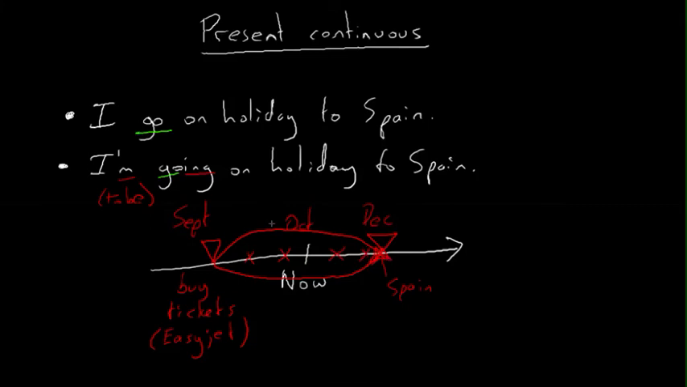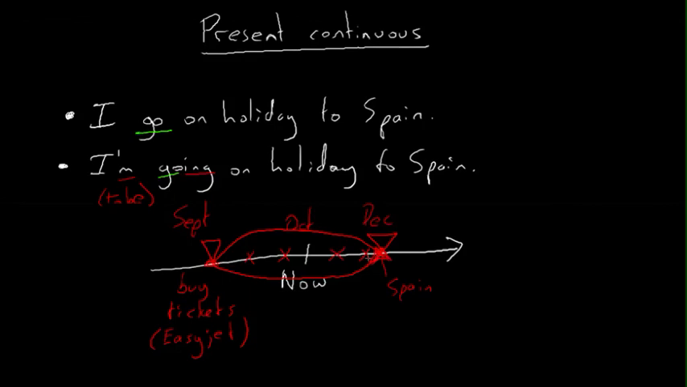It's a process. And so we are still in between 2 points. We are still in between the beginning and the end, the start and the finish of this action. So we're not in Spain now. We cannot say I'm in Spain at the moment, but we can say that I'm going on holiday. It started before now when I bought the tickets, and it will finish after now when I arrive in Spain.